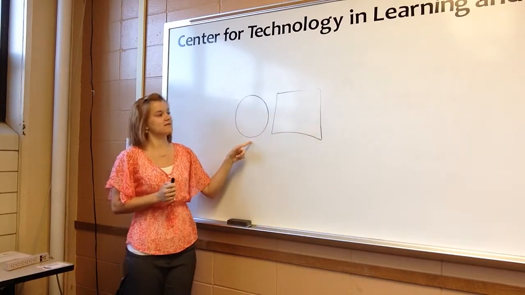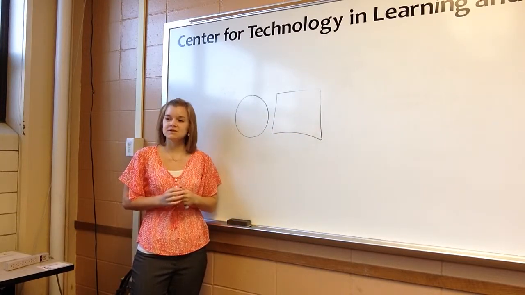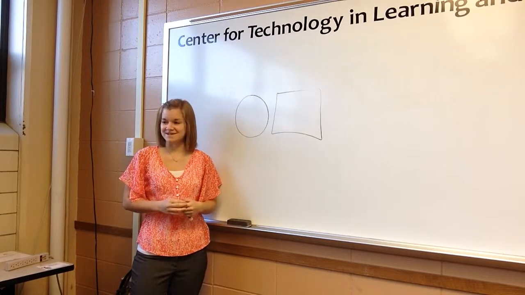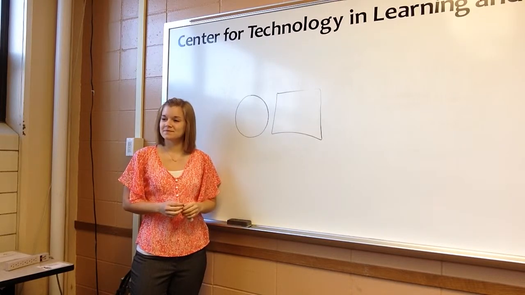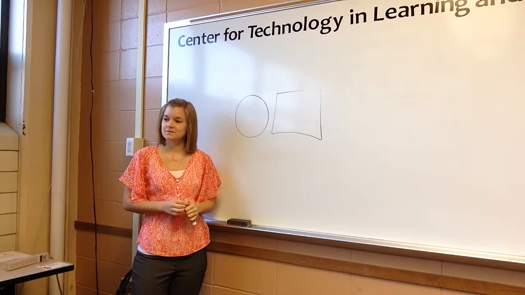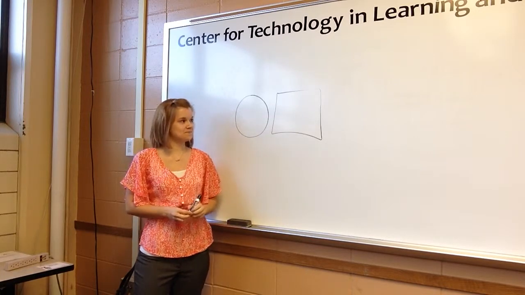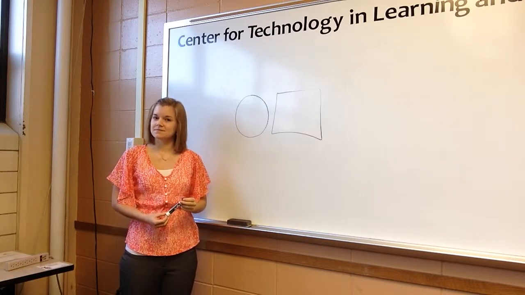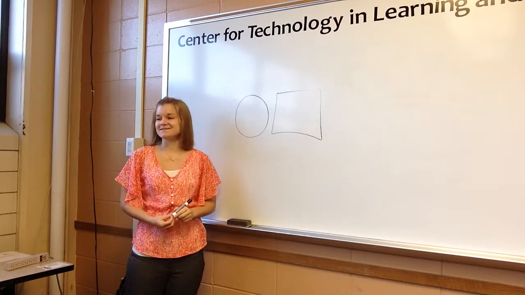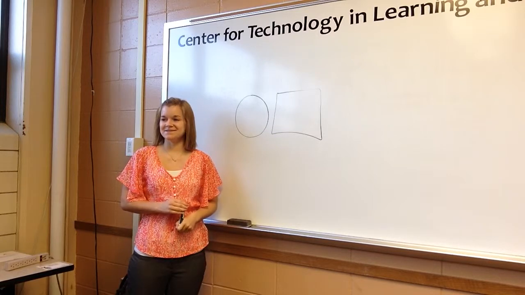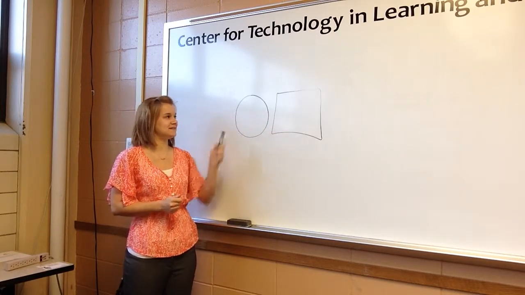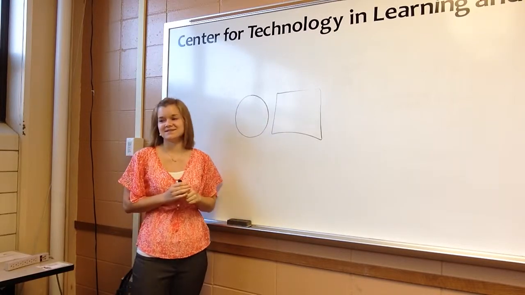Now let's look at this circle here. What do you think attributes of this circle would be? It's closed. It's closed, yeah. It's round. It's round, yep. There aren't angles. There aren't angles, that's right. Can you think of any others? The circle's tricky, but it's also closed. It doesn't have any sides.